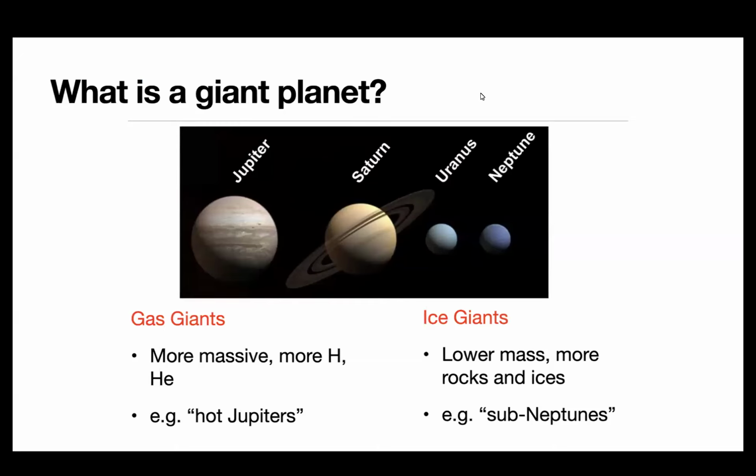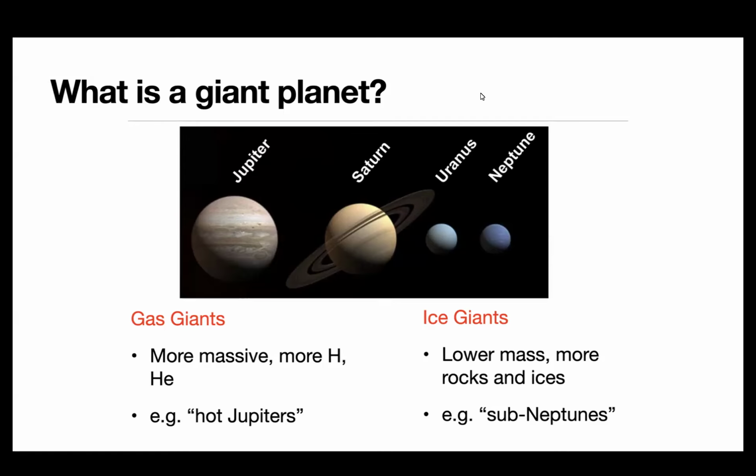So to get started, let's start with the basics. What is a giant planet? In our own solar system, we can divide the giant planets into 2 categories, one being the gas giants, Jupiter and Saturn. These planets are more massive. They have lots more hydrogen and helium. And outside of our own solar system, we have other examples of this, like hot Jupiters.